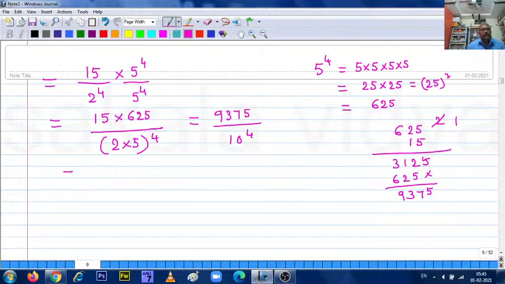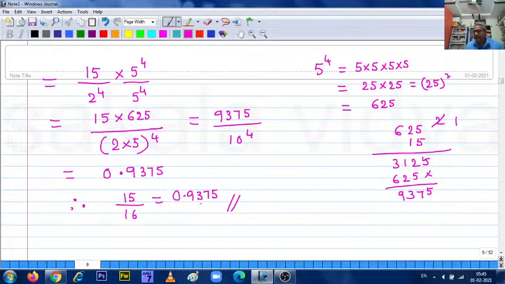So now write down 9375. It has 4 zeros in the denominator. 10 to the power of 4 means count 4 places from right to left: 1, 2, 3, 4. After that put the point, 0 point. So therefore we can write 15 upon 16 is equal to 0.9375. So it has been expressed in decimal form.